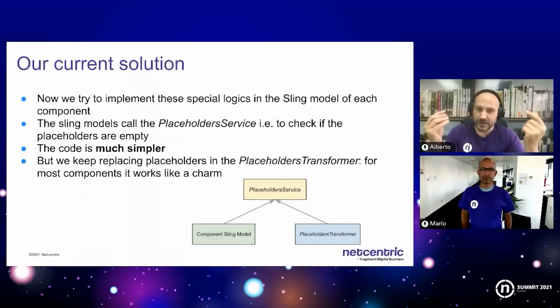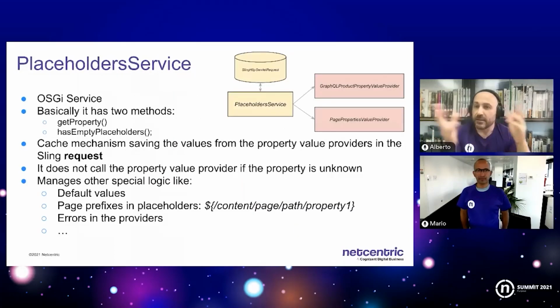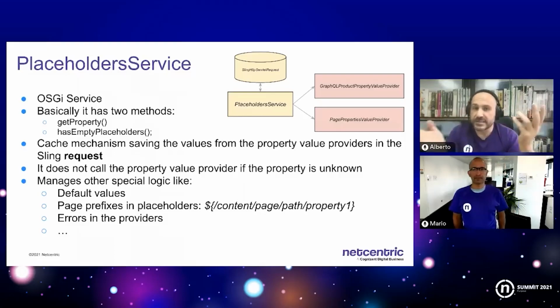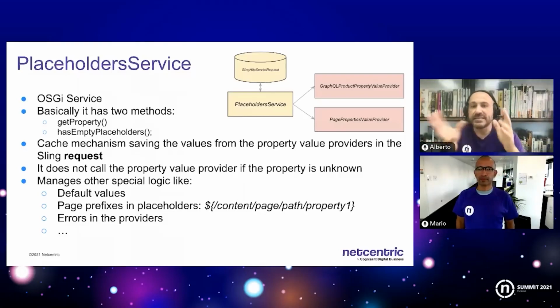But now we have an additional problem. The component Slim model and the placeholder transformers both call this placeholder service. We know that the call to the GraphQL API is expensive, and we need to try to avoid calling it. So, next slide. We implemented this placeholder service with a cache mechanism. What is this cache mechanism?